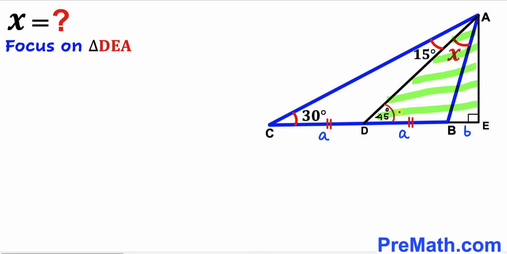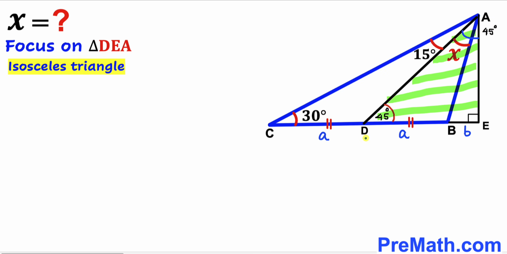Now let's focus on this right triangle DEA and make an observation. We can see this angle is 90 degrees and this angle is 45 degrees. So this angle DAE is going to be 45 degrees as well. Therefore, this triangle DEA is an isosceles triangle, since this angle is 45 degrees and this angle is 45 degrees as well.